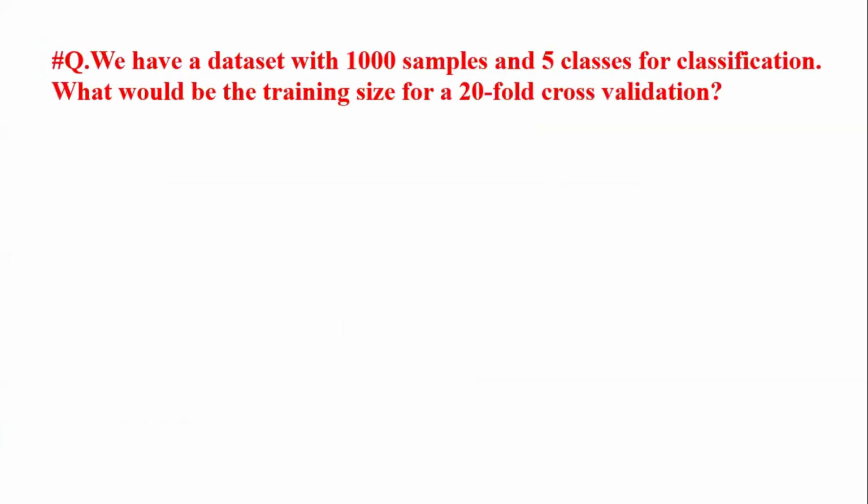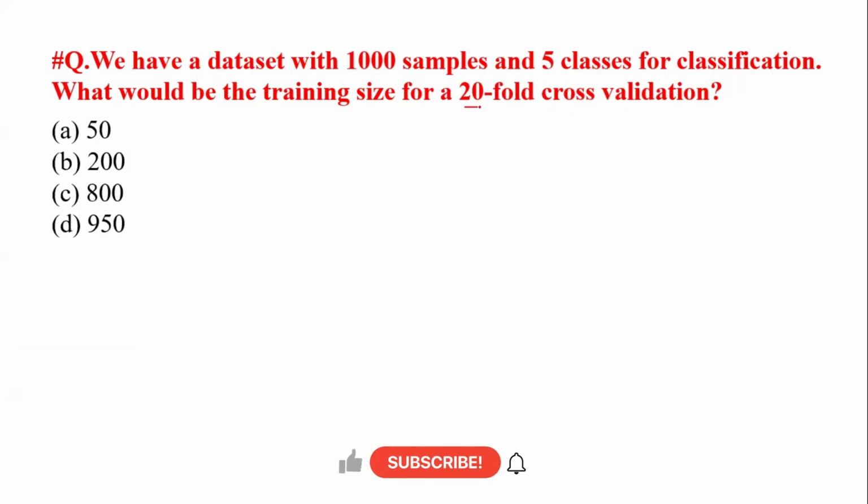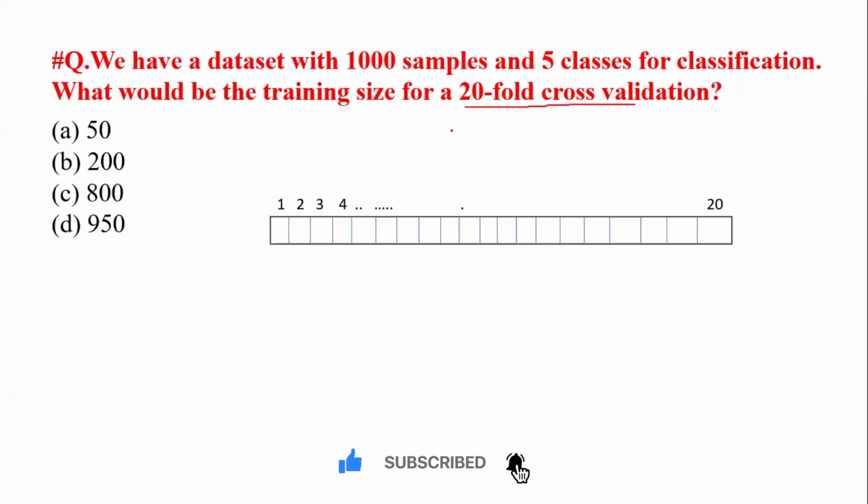Now we have a data set with 1000 samples and 5 classes for classification. What would be the training size for a 20-fold cross validation? And these are my options. Now, what is 20-fold cross validation? You can think like that, there will be 20 places, and we have to store the samples here.